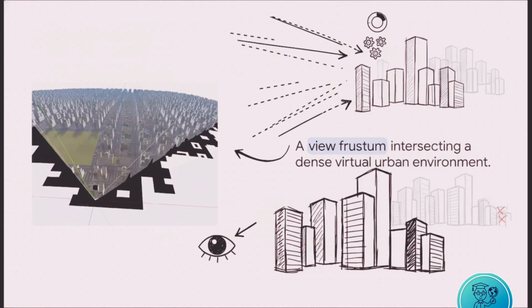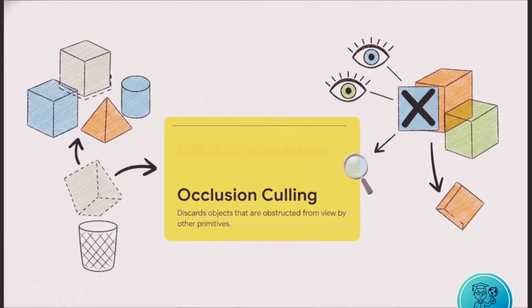But if you're standing on the street level in a dense block, most of those buildings are completely hidden behind the ones directly in front of you. Processing the geometry of some skyscraper 3 blocks away that is totally blocked from your view is a massive waste of precious resources. The crucial point here is we need a way to mathematically delete the invisible parts of the set before they ever reach your screen.